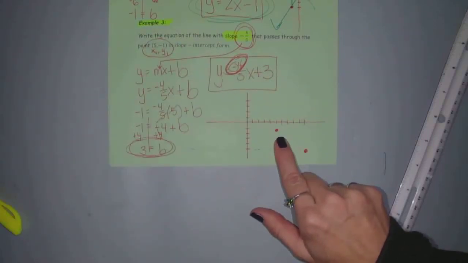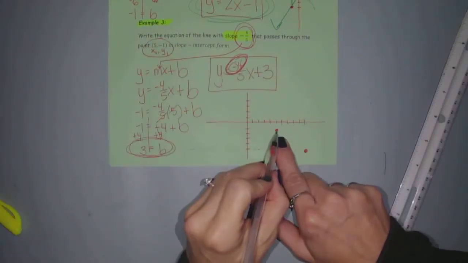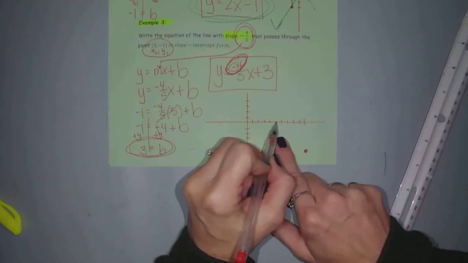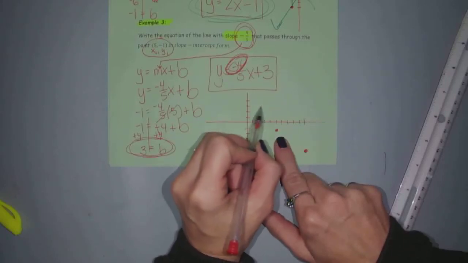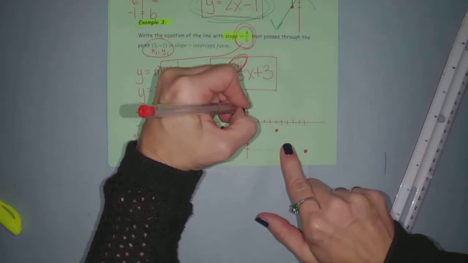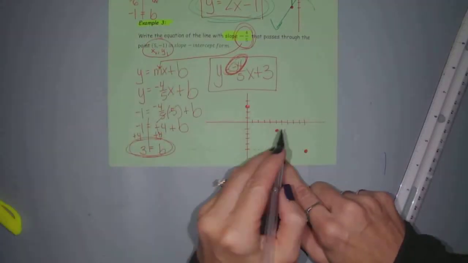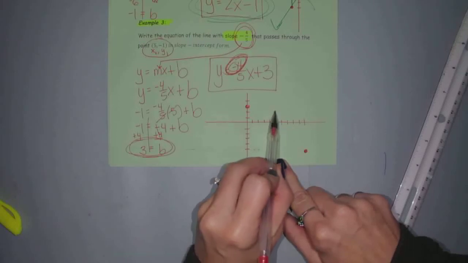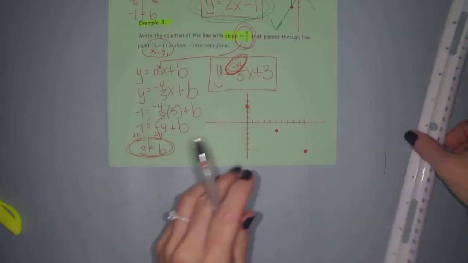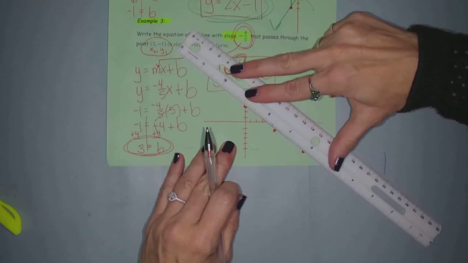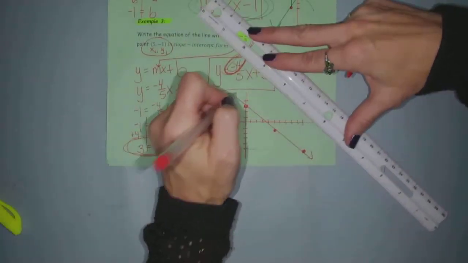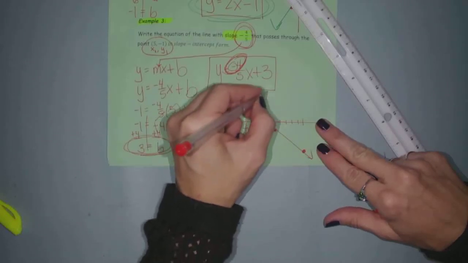Something's wrong here. What did I do wrong? 5, -1. I go up 1. Oh, I didn't count this. 1, 2, 3, 4. There we go. Okay. I was having a moment where I'm like, oh no, did I do this wrong? I was not counting this as 1. So 1, 2, 3, 4, and left 5. So you can see my y-intercept there cruising through 0, 3, and that matches, see this 3 matches my y-intercept in my line.